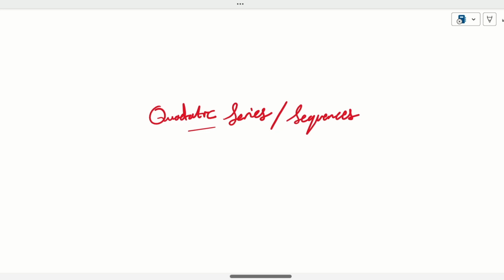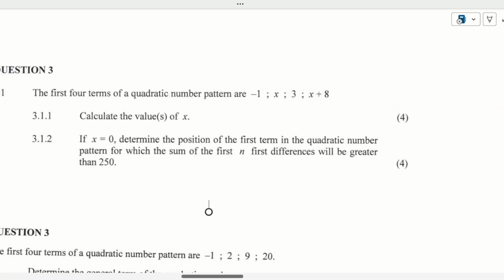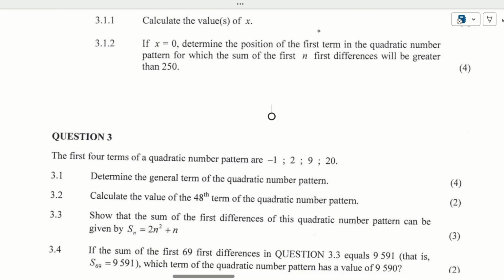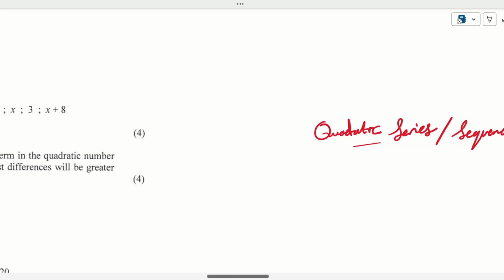Welcome students. Today we will learn about quadratic series and sequences. Thereafter, we will take a look at two past year questions, one of which is quite simple and the other requires some good thinking. Let us begin.